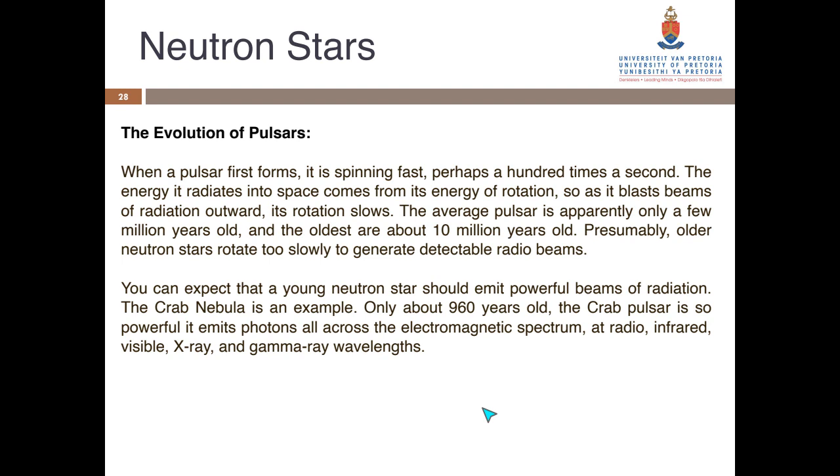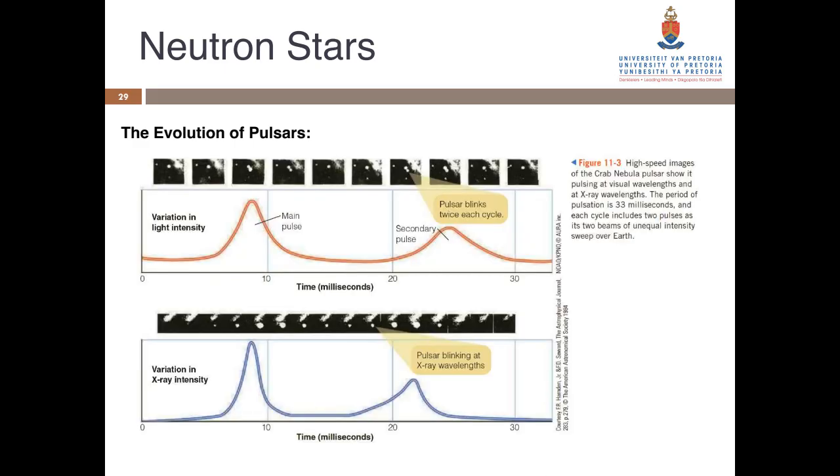You can expect that a young neutron star should emit powerful beams of radiation, and the Crab Nebula is an example, only about 960 years old. The Crab pulsar is so powerful that it shines across the electromagnetic spectrum at radio, infrared, visible, X-ray, and gamma ray wavelengths. So when we look at a spectrum, this is the peak we will see flashing across Earth with the electromagnetic radiation from a pulsar.